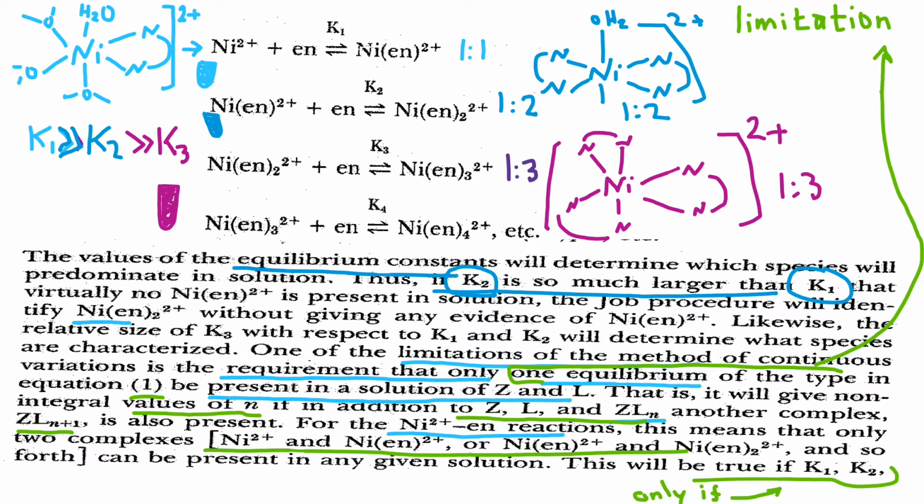Now, to see the complexes in solution, this is the drawback of the whole experiment. You have to have equilibrium constants K1, K2, K3 different from each other, so you can catch the complexes in solution. And this is the limitation of this experiment. So you have to have K1 greater than K2, greater than K3 in order to see these complexes in solution, the 1 to 1, 2 to 1, and the 3 to 1.